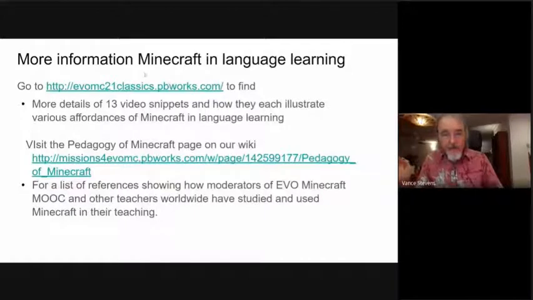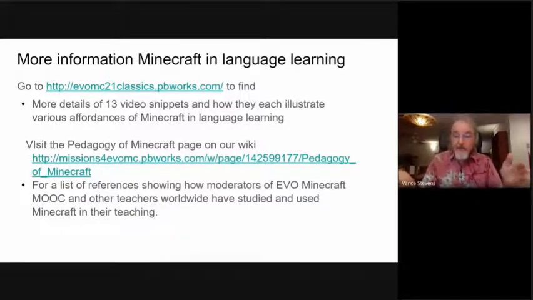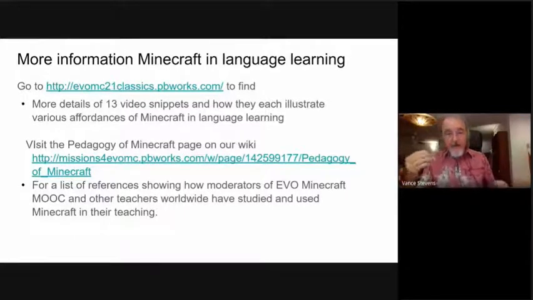If you want more information on Minecraft and language learning, that place I just pointed you to gives details of those 13 video snippets and how they each illustrate various affordances of Minecraft and language learning. Or you can go to our Missions for Minecraft wiki and go to the pedagogy page, where we've listed selected writings from other people. You can see how EVO Minecraft MOOC participants and other teachers worldwide have studied and used Minecraft in their teaching.